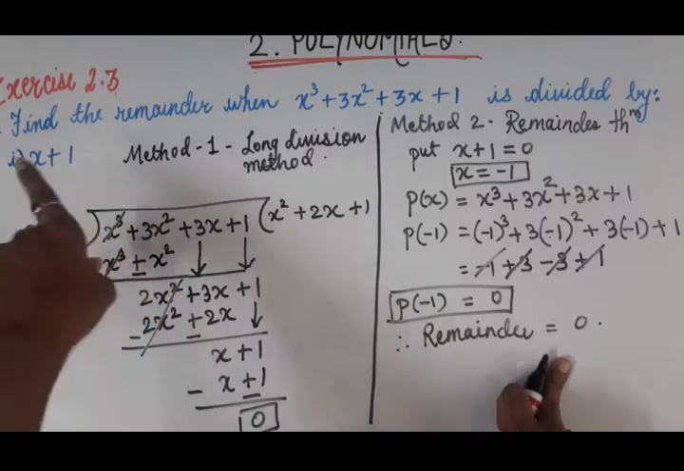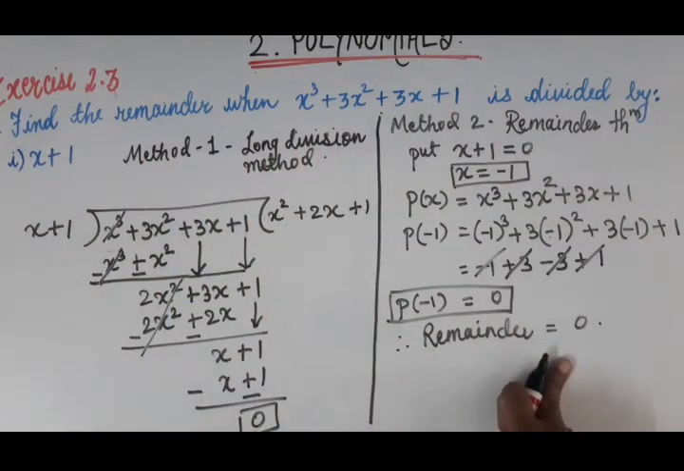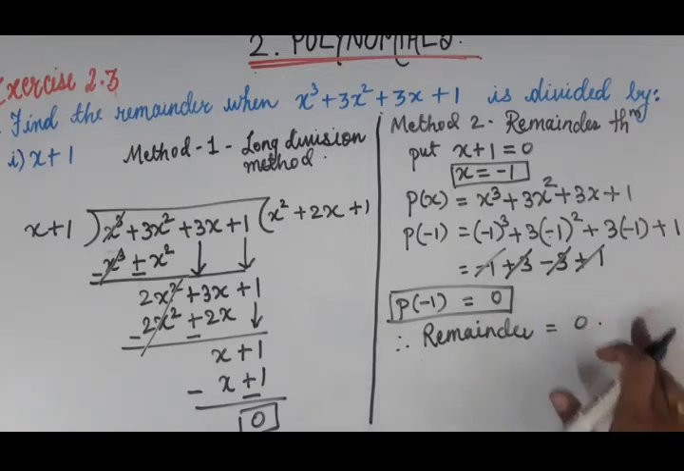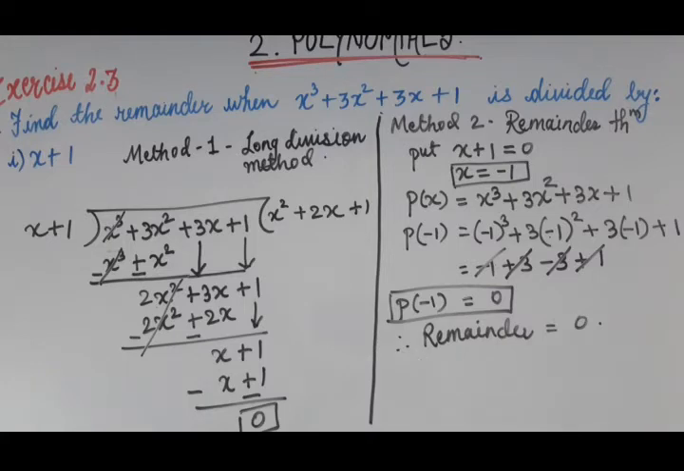Now in this question, find the remainder when x cube plus 3x square plus 3x plus 1 is divided by. No method is mentioned, so you can use either method. So this one is easy, and we are going to use the remainder theorem for these questions. For one question we can use the long division method also. We will see.